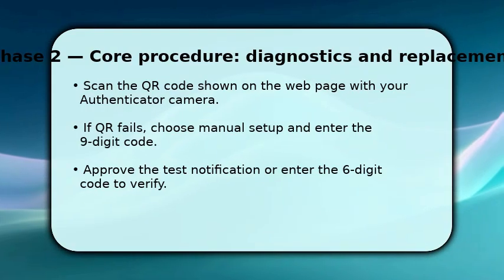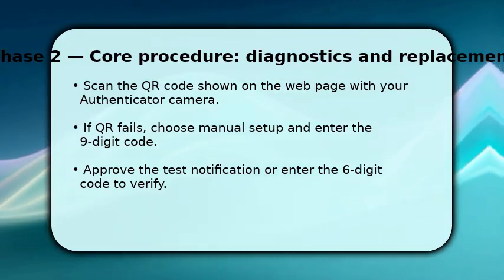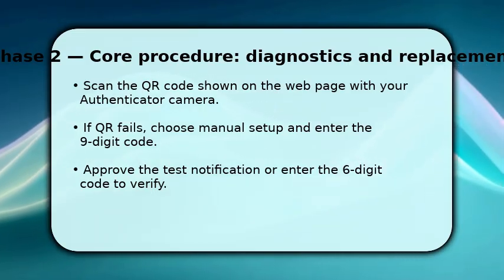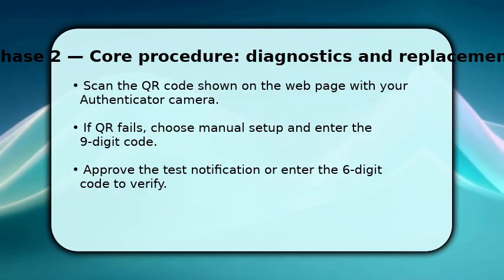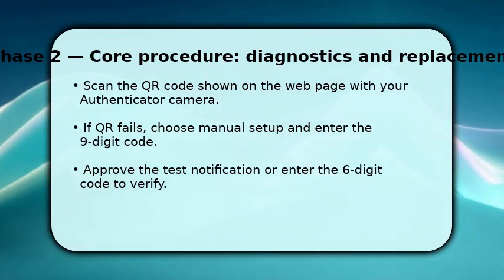Once you see the QR code on your computer screen, open the Authenticator app and use Add Account, then scan a QR code. Point your phone camera at the screen. If scanning fails, tap Enter Code manually and type the 9-digit or secret key displayed. This yields a 6-digit time-based code.